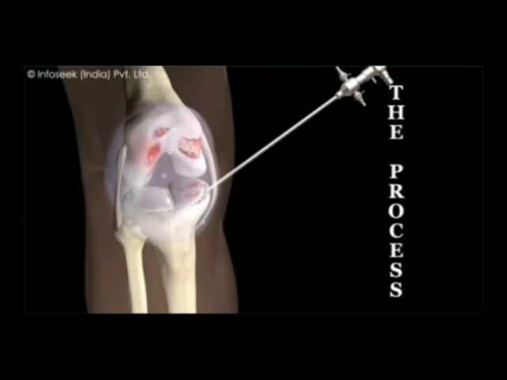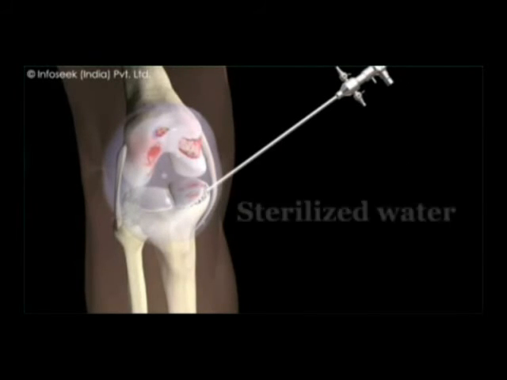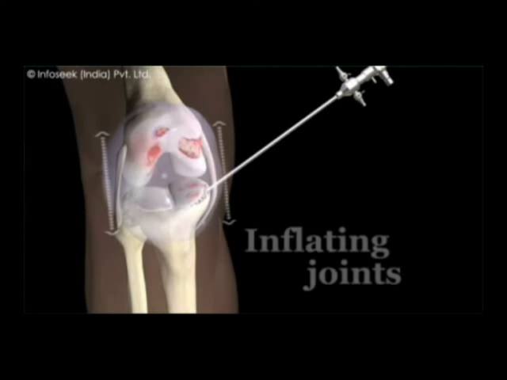After this, the joint is inflated with sterilized water. This makes the joint space expand and gives a good view of the internal structures through the arthroscope.